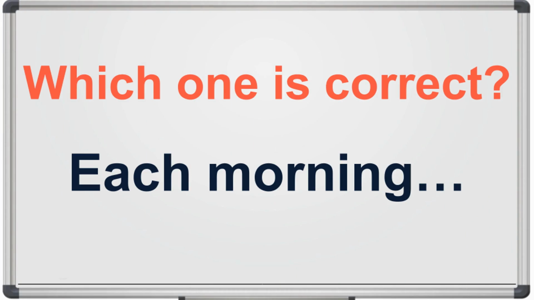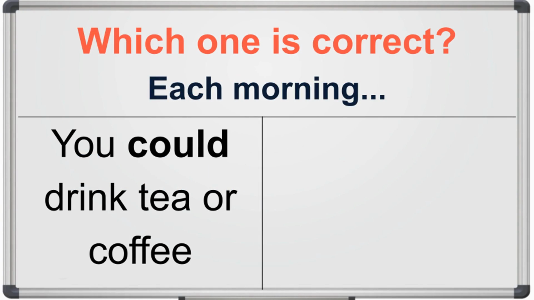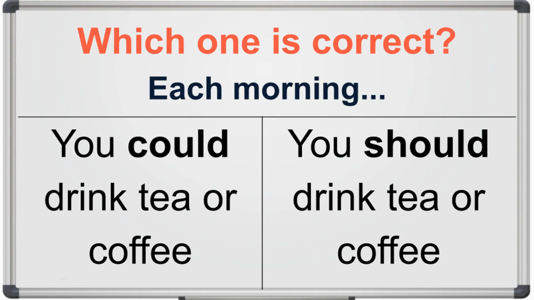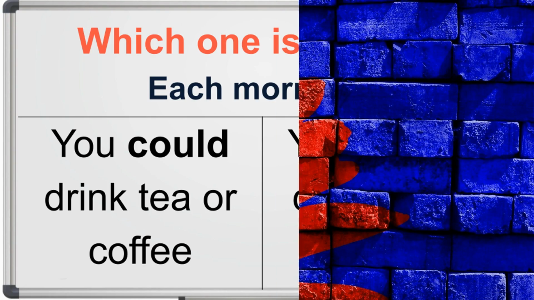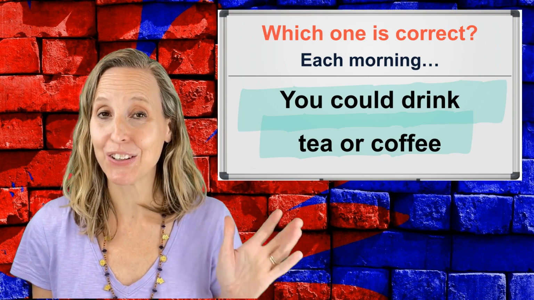Have time for one more? Let's go. Number 4. Which one is correct? Each morning, you could drink tea or coffee. Each morning, you should drink tea or coffee. Did you guess could? Correct. Each morning you could drink tea or coffee, but you definitely don't have to. It's a choice. If you like it, go for it. If you don't like it, do something else instead.